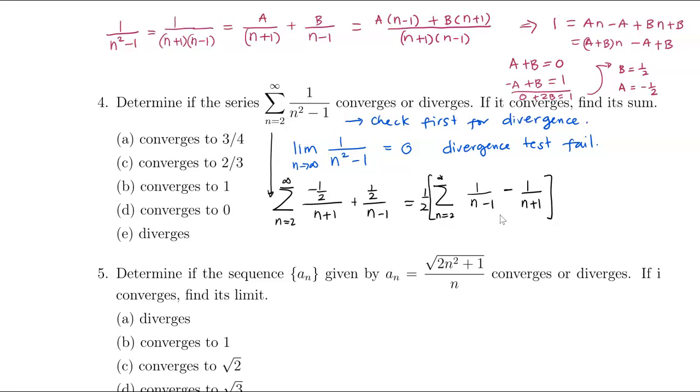Let's try to expand this to see what S sub n is. So let's compute for S sub n, and after that, we will take the limit as n approaches infinity. So you have 1/2, and then you plug in the values. You start at n equals 2. So that is 1 over 1, the first term, minus 1 over 3, plus 1/2 minus 1 over 4, plus 1/3 minus 1 over 5.